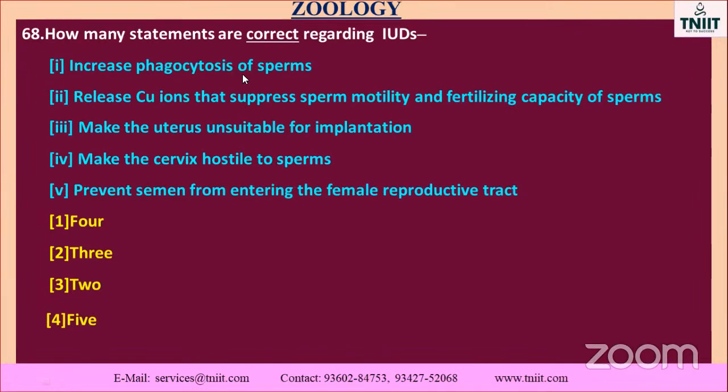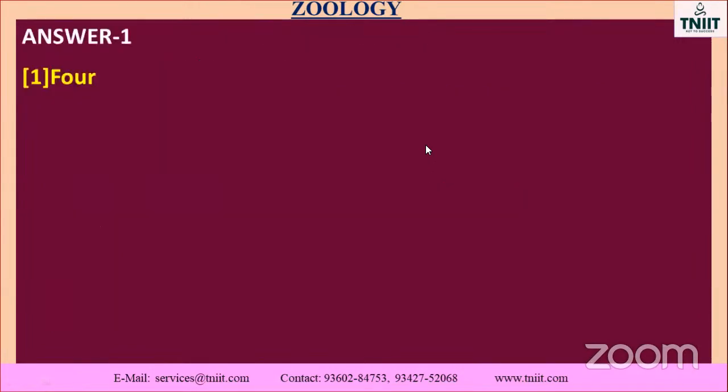Increase the phagocytosis of the sperm. Release copper ions, suppress the sperm motility and fertilizing capacity of the sperm. Yes, correct. Make the uterus unsuitable for implantation. Okay, this one is wrong. Make the cervix hostile to the sperm. Yes, correct. Prevent the semen from entering the female reproductive tract. Yes, correct. So these 4 are correct. The remaining 2 are wrong. Go to the next one.